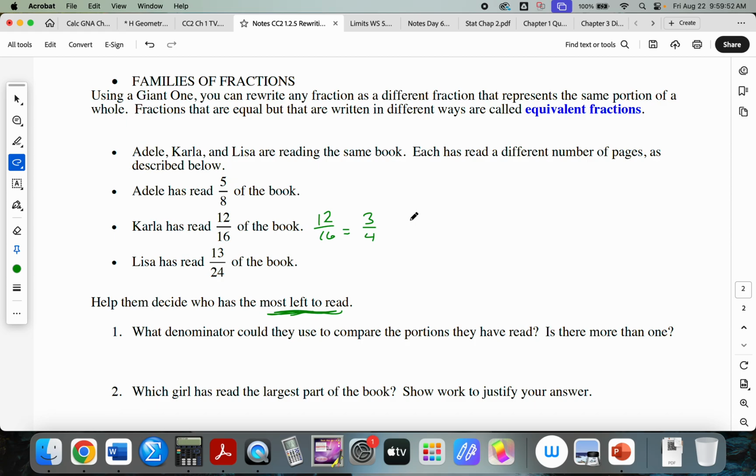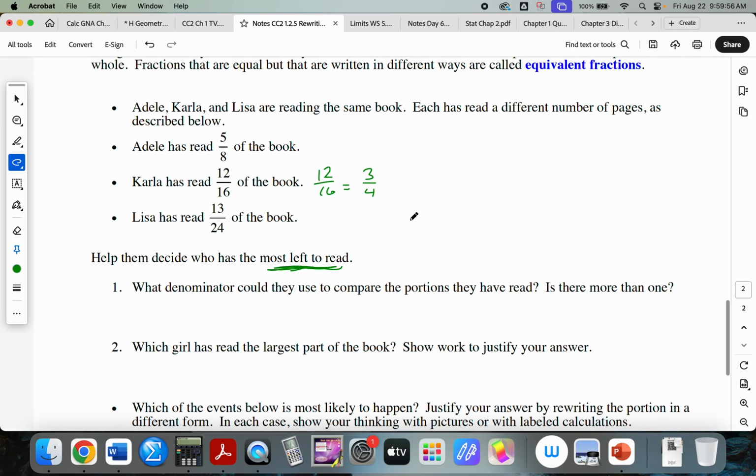So I want everybody to think about this for a moment. What denominator could we use? Do not answer out loud. Do not raise your hand just yet. To compare the proportions that they have read. And then I also want you to think about this. Is there more than one that we could use? If you have thought about it already, discuss with somebody near you. Go.